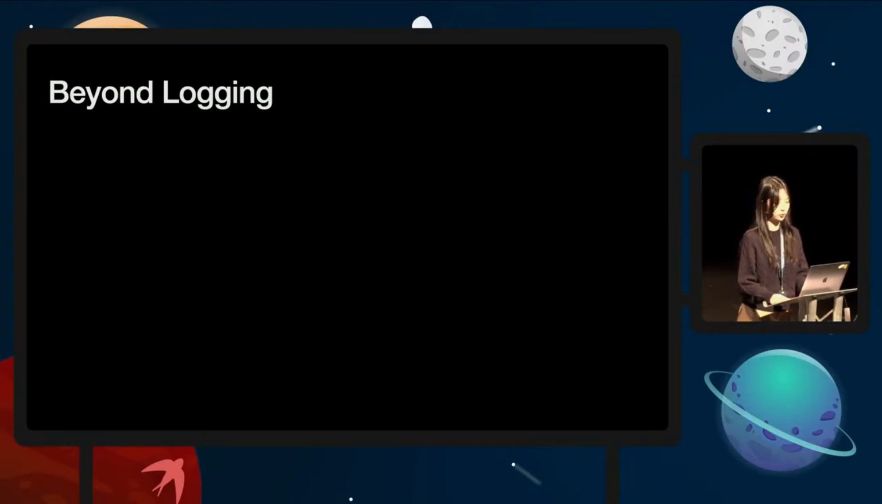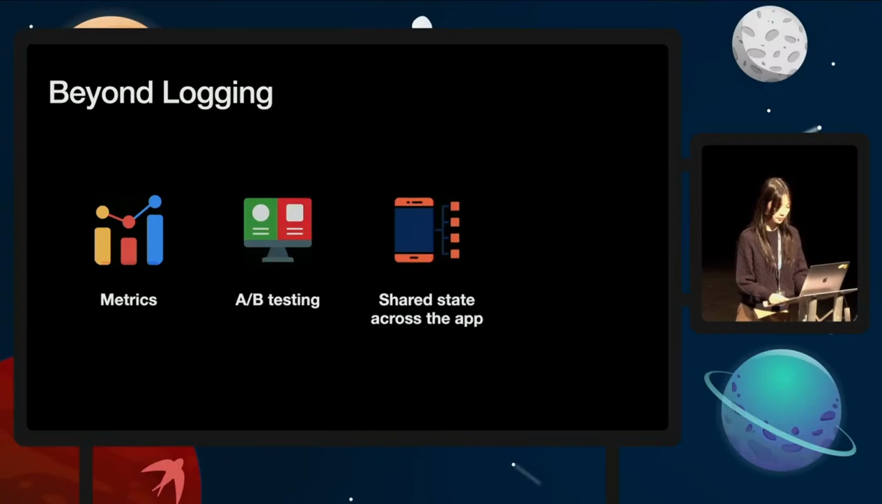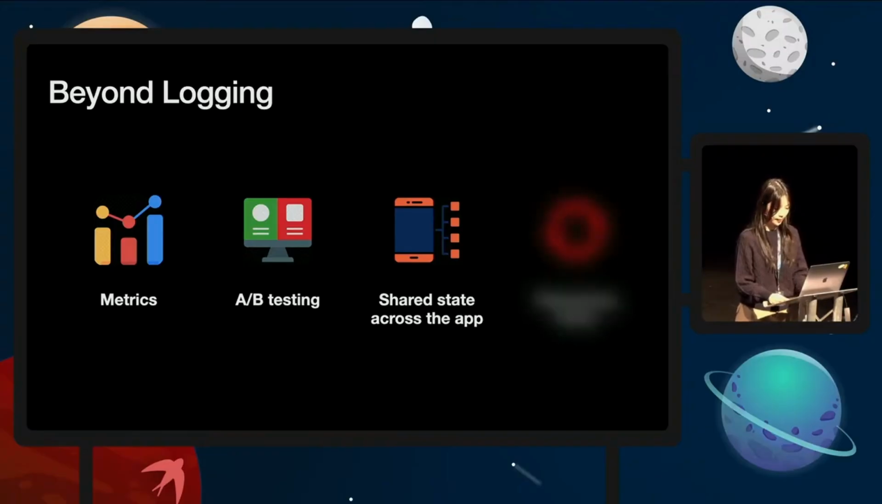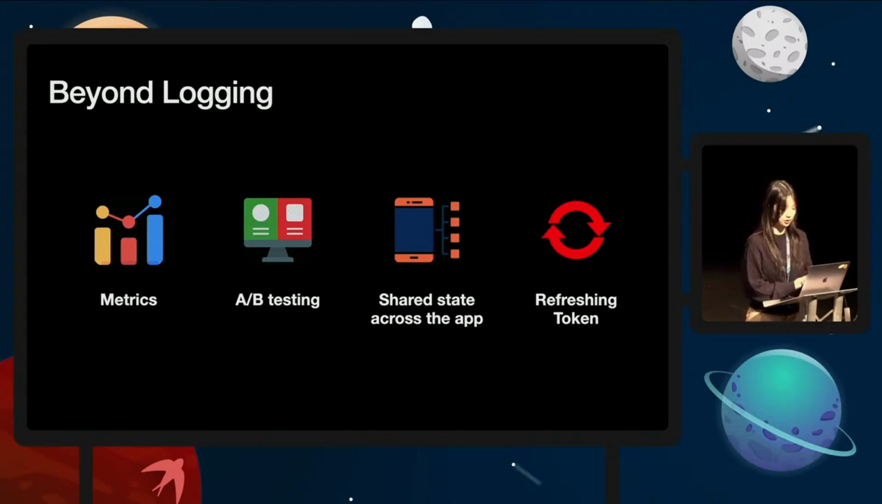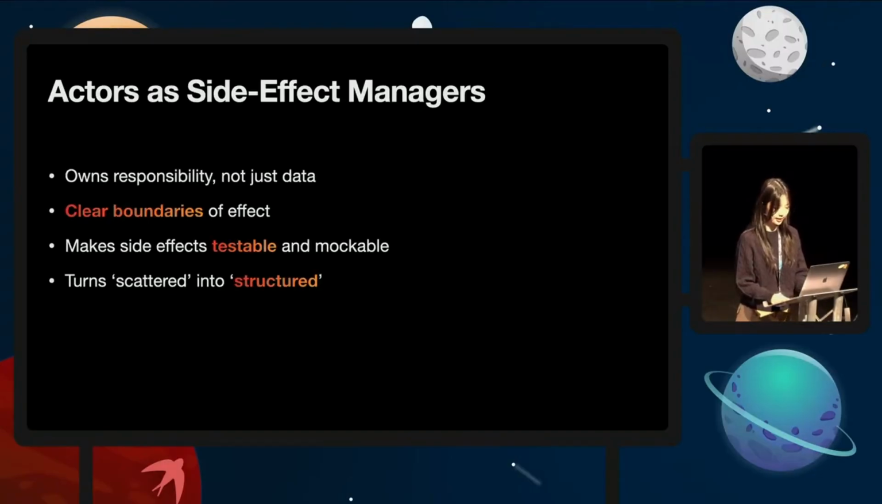And once I saw this working for logging, I realized the same pattern fits a lot of other cases. Analytics pipelines or metrics collection, A/B testing and other kinds of experiments, or shared state across the application, and even user session management like refreshing tokens. If anywhere I need a sync-safe state that spans the whole app, an actor can take ownership, because as I said before, concurrency is about ownership. So I started to treat actors less like concurrency utilities and more like side-effect managers. They don't just hold data, they own a responsibility. That clear boundary makes effects like logging, analytics, or even A/B testing easier to mock in tests and way more predictable than when they were scattered across my code.